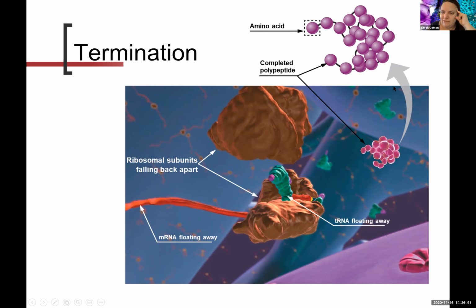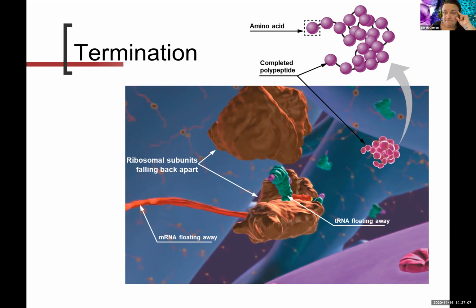There's our protein. Well, polypeptide, because it might have some additional tweaking done to it. Our ribosome pieces fall apart. Our mRNA floats away. It can be reused. It can be translated again, potentially. And that little tRNA floats away. Everything falls apart. That's it. That's translation.